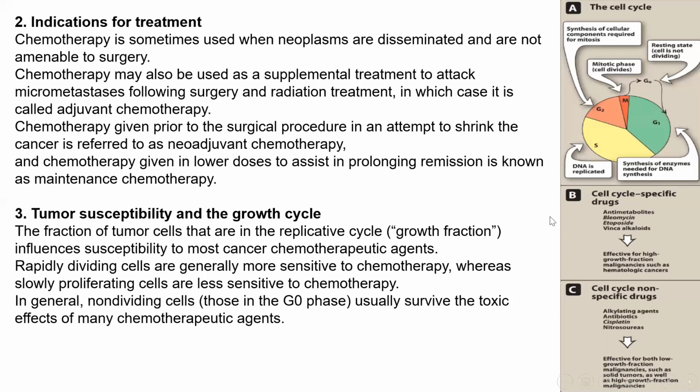We will discuss this in a minute and with each drug alone. So as we said, this influences the susceptibility of the cancer to the chemotherapeutic agent. Rapidly dividing cells are generally more sensitive to chemotherapy, while slowly proliferating cells are less sensitive. In general, also non-dividing cells, which means the cells in the G0 phase in the cell cycle.